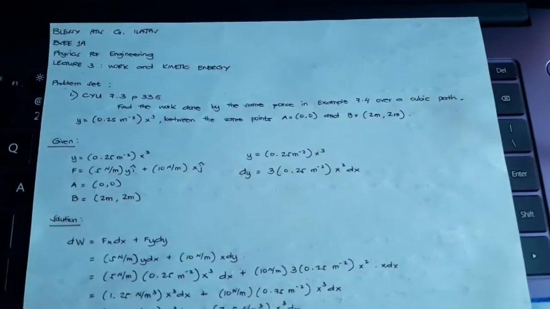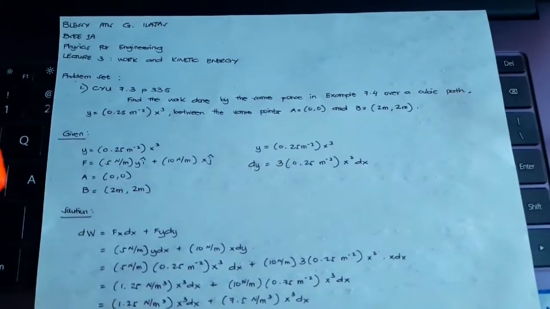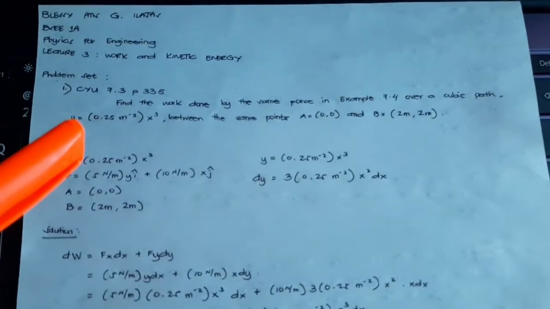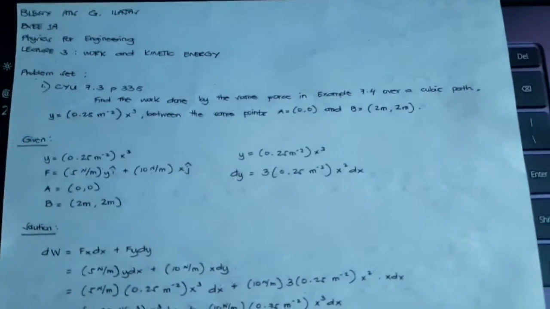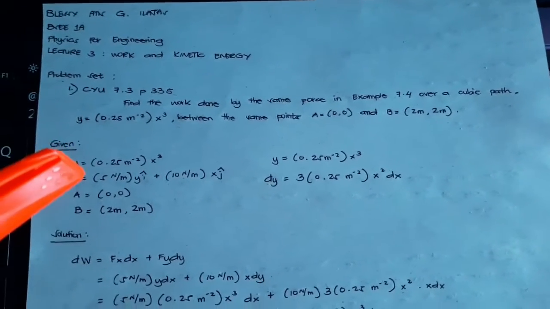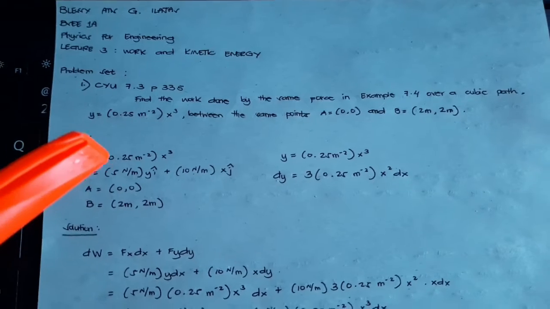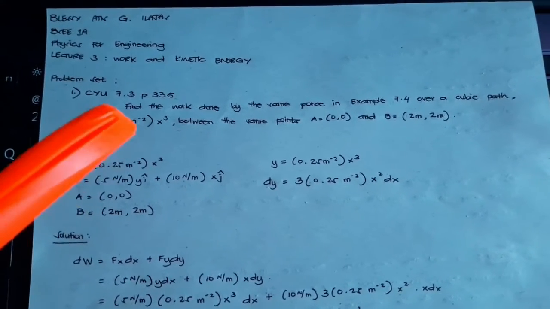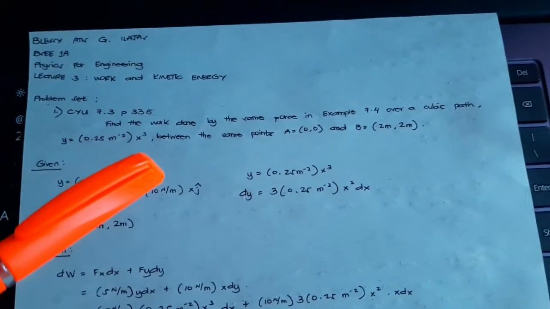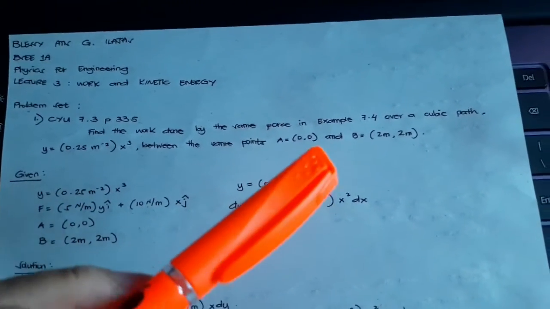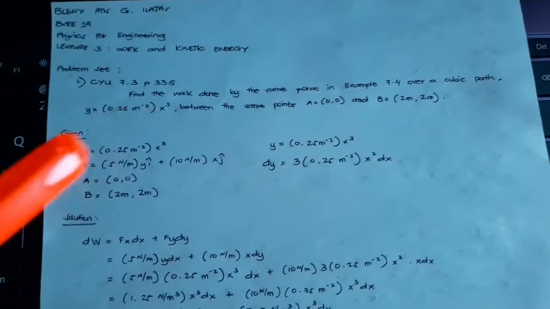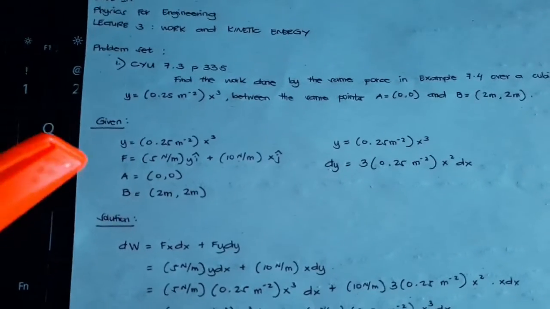So problem set number 1, check your understanding 7.3 on page 335. Find the work done by the same force in example 7.4 over a cubic path y equals 0.25 meter raised to the negative 2 power times x cubed, between the same points A equals (0, 0) and B equals (2 meters, 2 meters). So these are the givens.